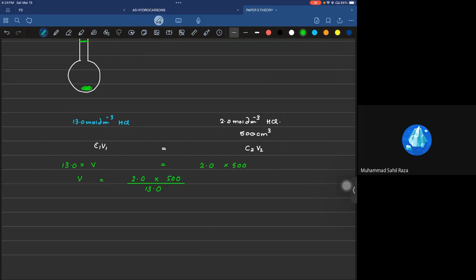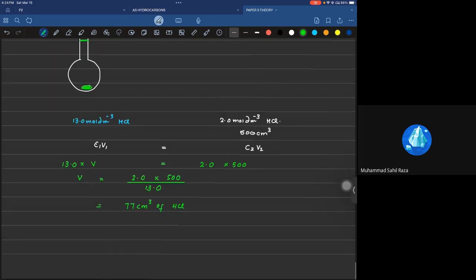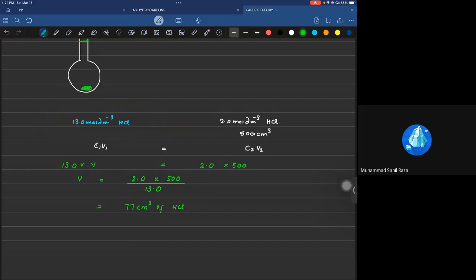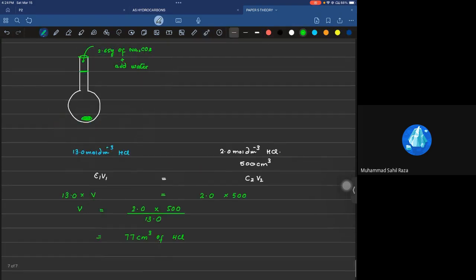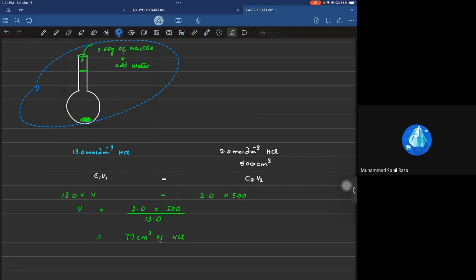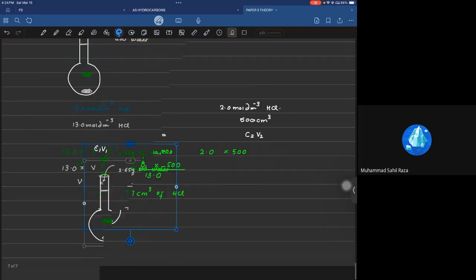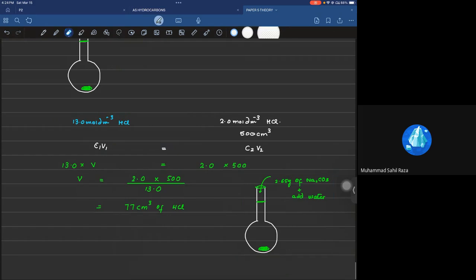Size 77 centimeter cube. So it's 77 centimeter cube of HCl. Now you went to the stock solution in your cupboard. You have just taken this much concentration of HCl, and then you took away 77 centimeter cube from this stock solution, and then you have added 77 centimeter cube of HCl.